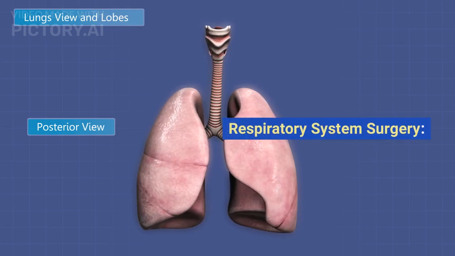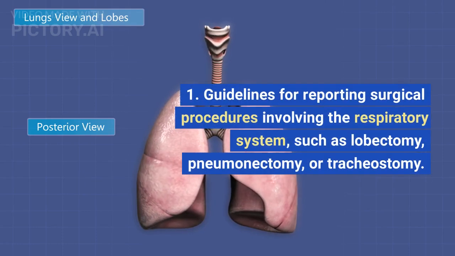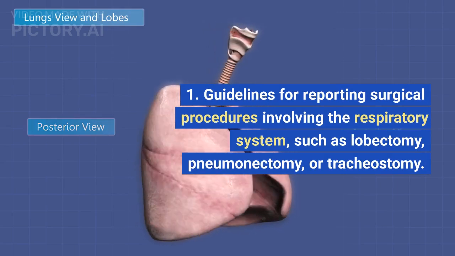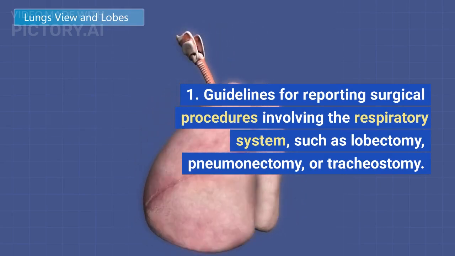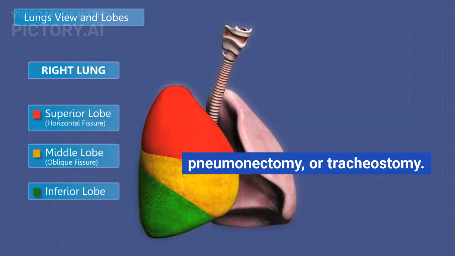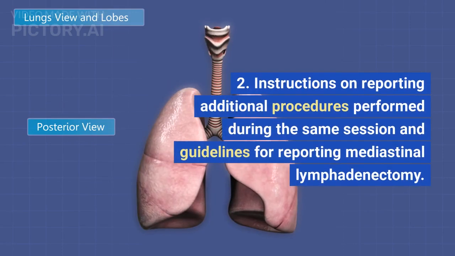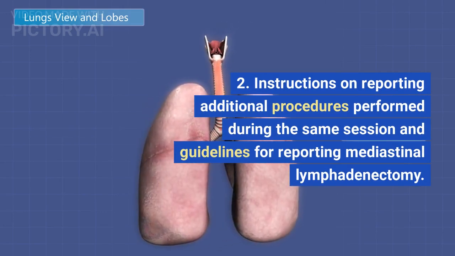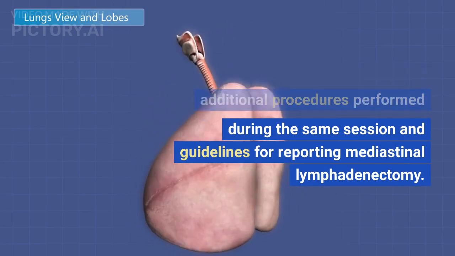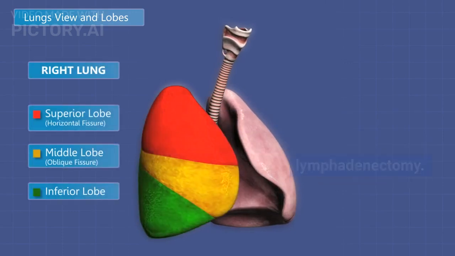Respiratory system surgery. 1. Guidelines for reporting surgical procedures involving the respiratory system, such as lobectomy, pneumonectomy, or tracheostomy. 2. Instructions on reporting additional procedures performed during the same session and guidelines for reporting mediastinal lymphadenectomy.